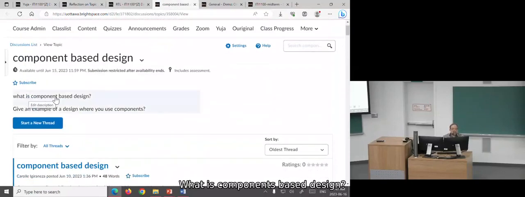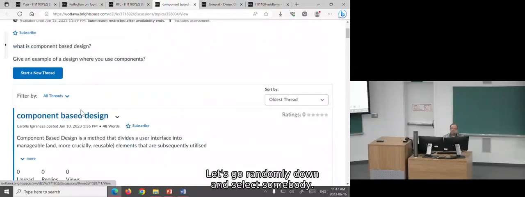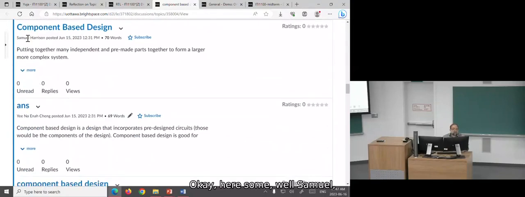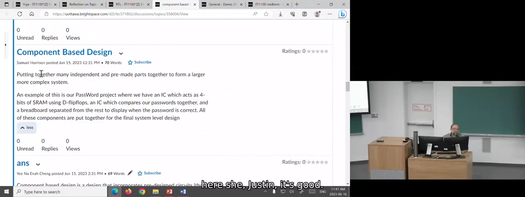What is component-based design? And give an example of a design where you use components. So let's go randomly down and select somebody. Okay, here. Samuel. Is Samuel here? Okay. So with Justin. Okay, so it's good. We selected the group.